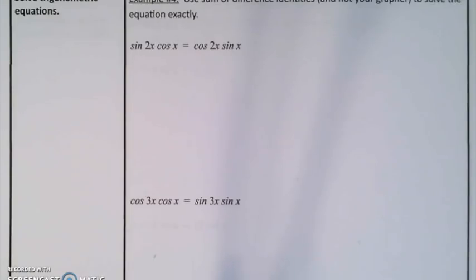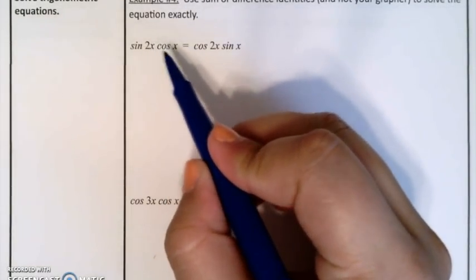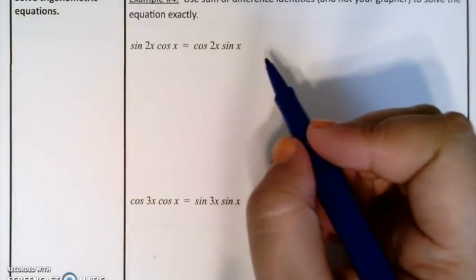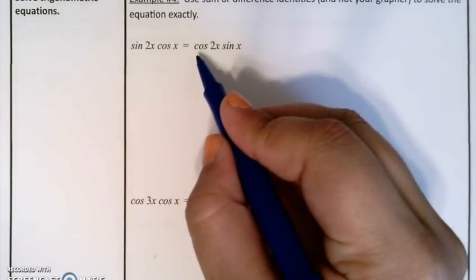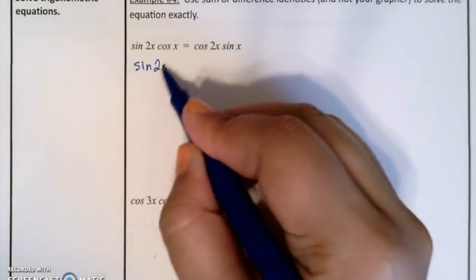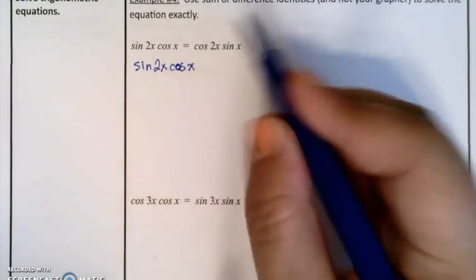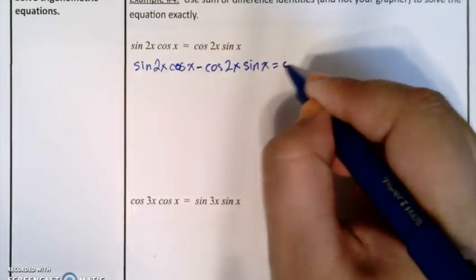All right, and on the next page underneath those graphs, example 4. Use the sum or difference identities and not a graphing utility to solve the equation exactly. So looking at the first problem here, I recognize sine of 2x times cosine of x equals cosine of 2x times sine of x. Looks like a sine equation. So I'm going to subtract cosine of 2x times sine of x from both sides. Sine of 2x times cosine of x minus cosine of 2x times sine of x equals 0.